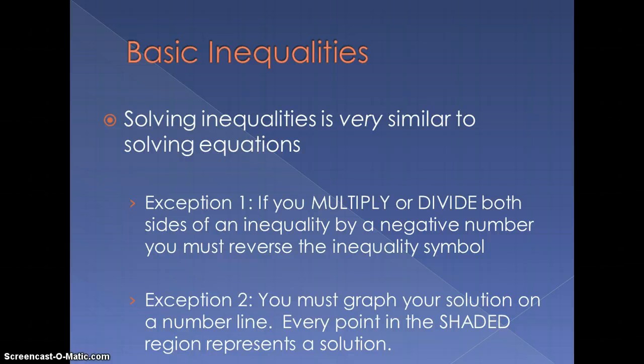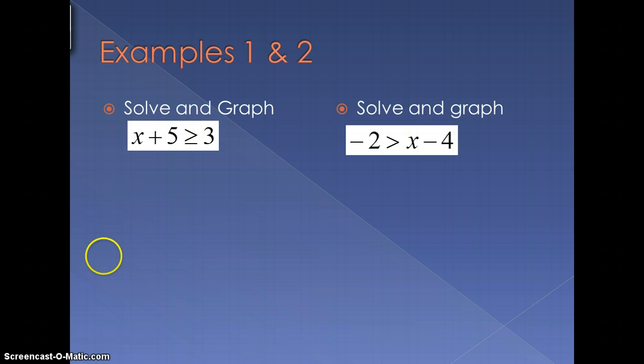The other thing is we must graph the solution on a number line. Every point in the shaded area actually represents a solution. So we're not just going to have a single number that's a possible solution to the inequality. We will have more than one represented by where we shade on the number line. We'll get right into a couple of examples here. Hopefully you're able to see how similar these are.